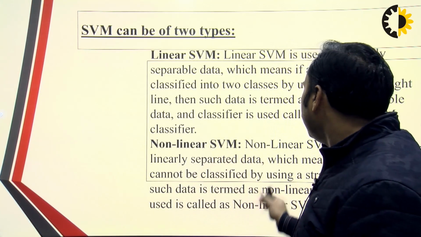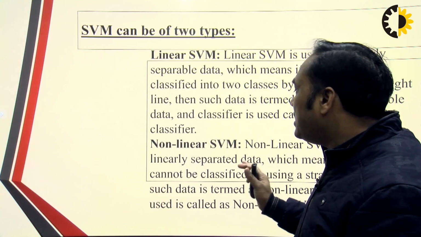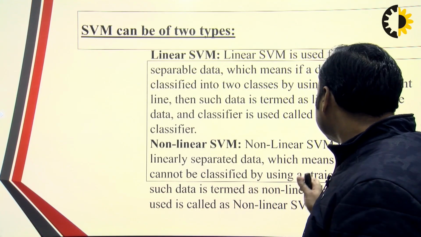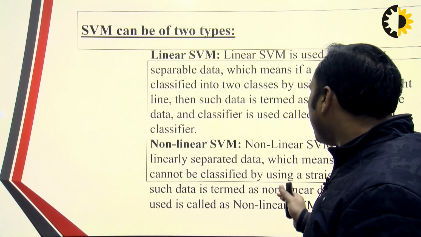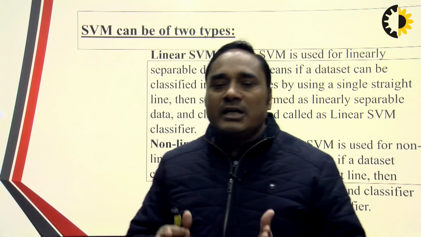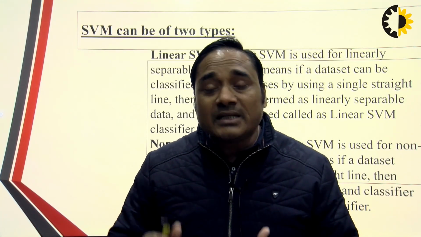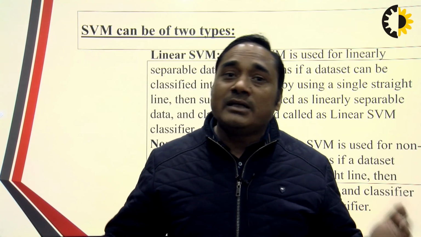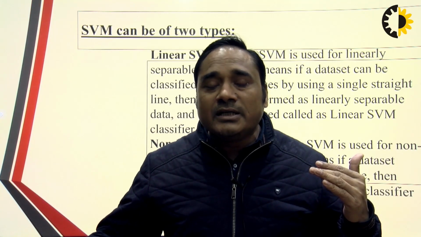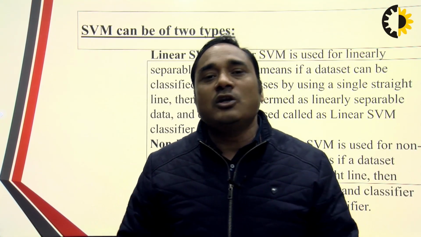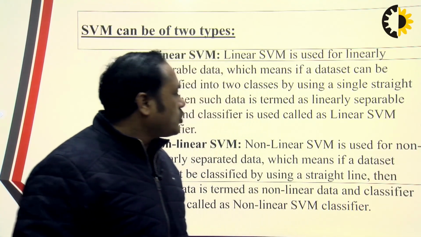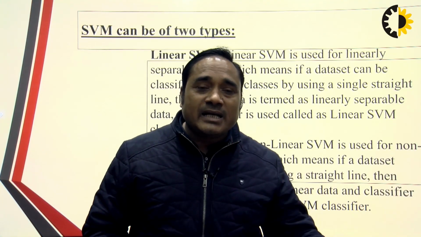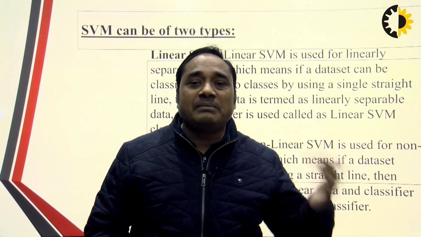Non-linear SVM is used for non-linearly separable data, which means if a data set cannot be classified by using a straight line, then such data is termed non-linear. Sometimes we divide the data into two categories, linear and non-linear. Sometimes the data is neither purely linear nor non-linear, it comes in both, and that is called non-linear. So it depends upon the model, how your model is going to classify the data into this category or that category. On the basis of that, it will take the decision.